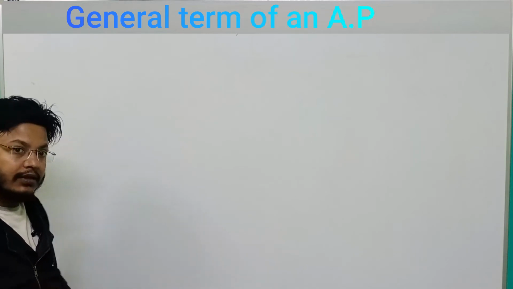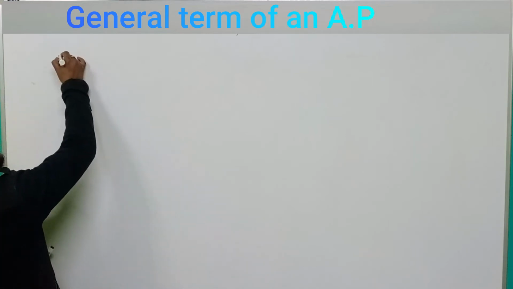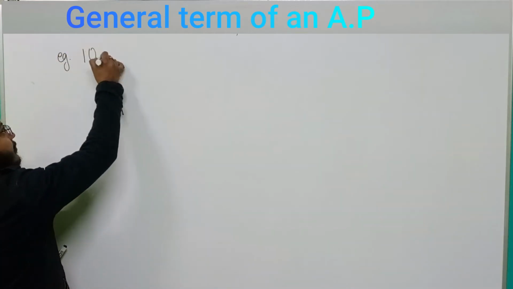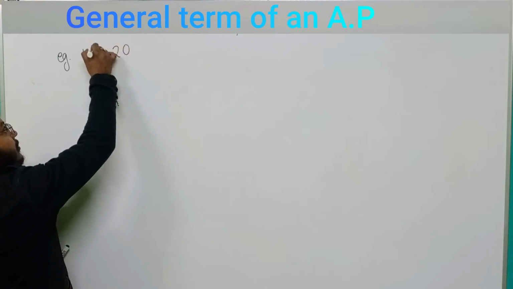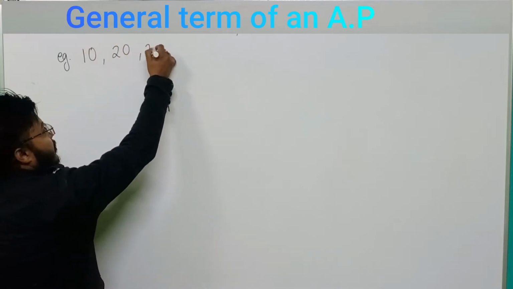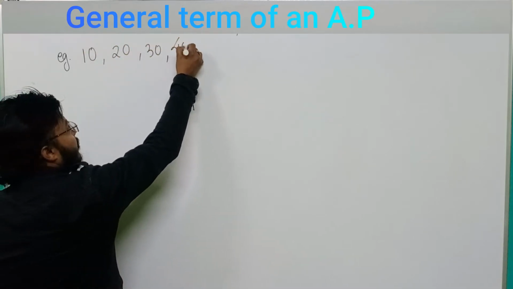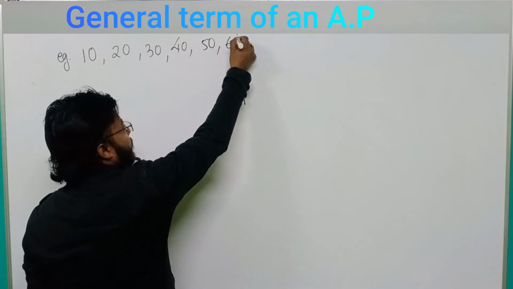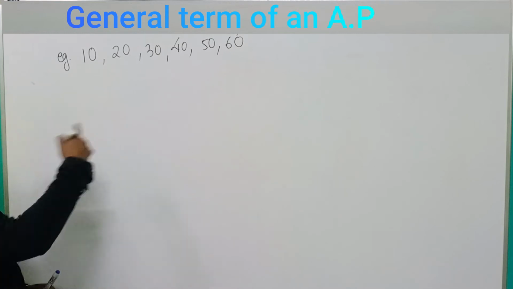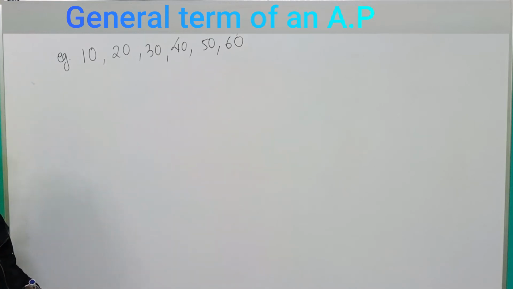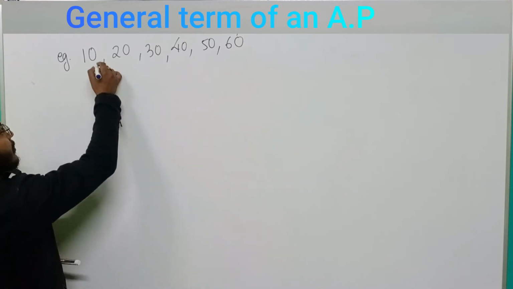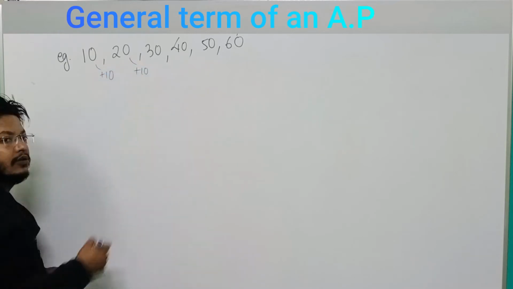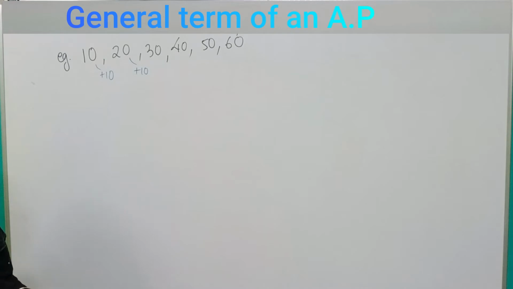So what is this? Suppose let us take an example of an AP. Let the first term be 10, the second term 20, third term 30, fourth term 40, fifth term 50, sixth term 60. So it's in AP form. You can see that it's increasing by 10, plus 10. This side also you can see plus 10. So the common difference is 10.